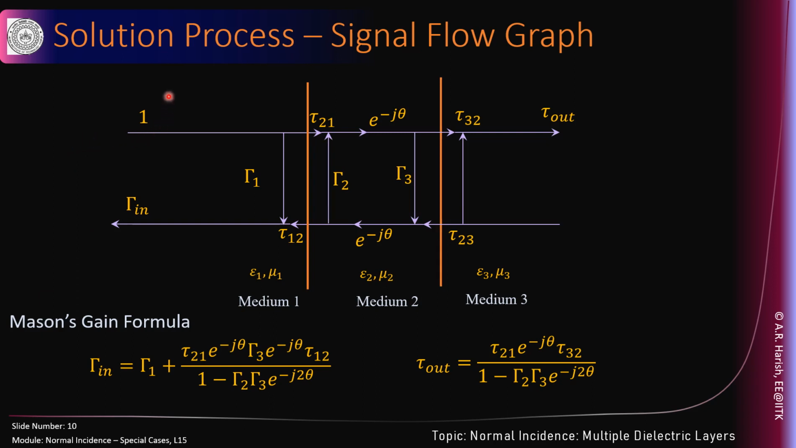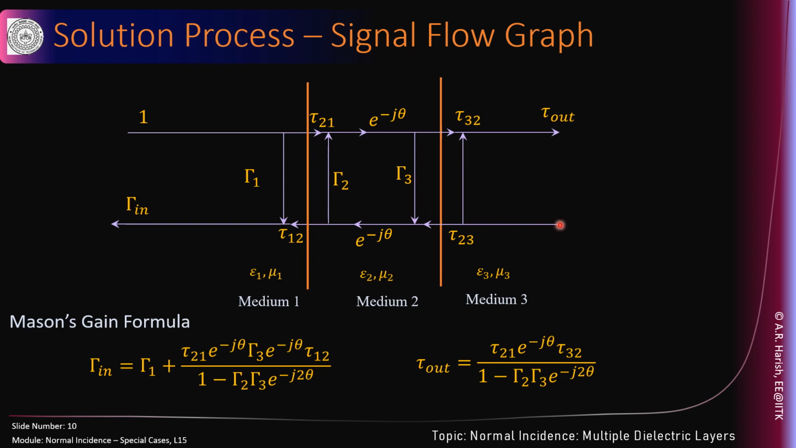We have the incident wave amplitude unity. When it hits the first interface, there is a reflection of gamma 1 and a transmission of tau 21 into medium 2. And it undergoes a transmission of theta, which means e to the power of minus j theta factor, and then it comes out with tau 32 and it gets reflected by gamma 3. That is one part of the signal flow graph. Now what comes out is tau out.